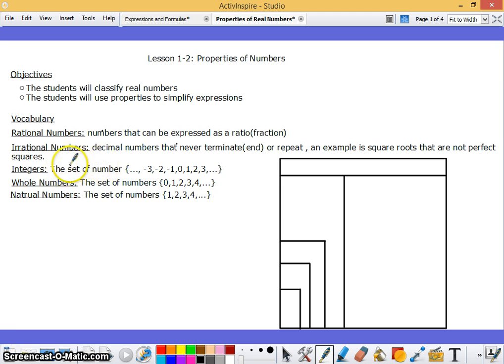Integers are the set of numbers where you have all your negative numbers, not including decimals and fractions, 0, and then all your positive numbers, not including decimals and fractions. Whole numbers are the set of numbers from 0, including all of your positive numbers, again, no decimals or fractions. And natural numbers are the set of numbers where you're just dealing with your positive whole numbers or your positive numbers, no fractions or decimals. So every number that we are going to be dealing with is a real number.